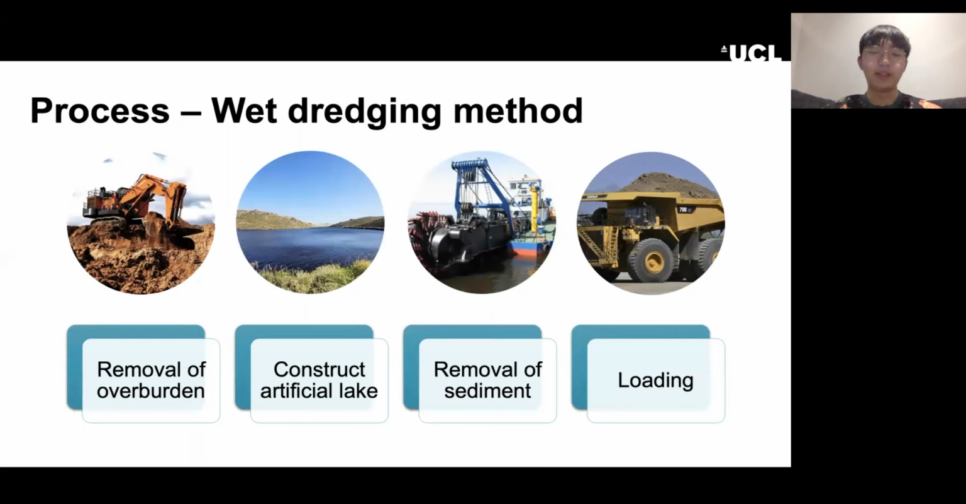Similar to open pit mining, the first process in wet dredging mining is to remove the overburden above the ore deposit. An artificial lake is then created by digging below the water table and filling water into it with a water pump. A floating barge with a suction bucket wheel attached to it is used to remove the sediment from the lake bed. The sediment is then loaded into trucks for further processing.